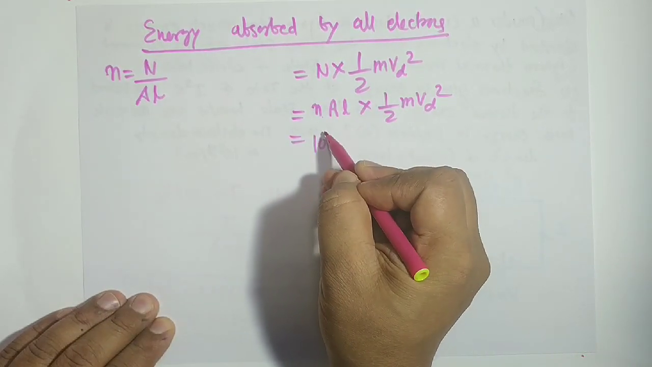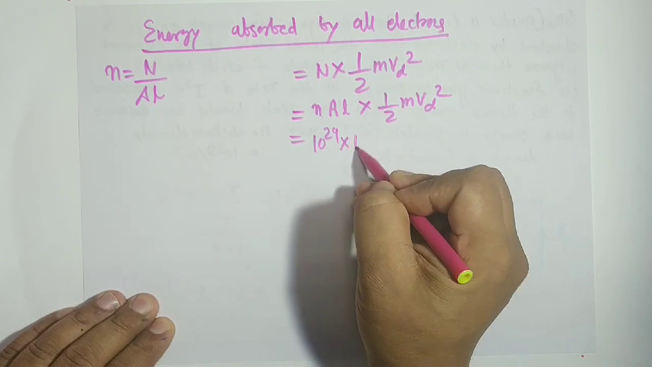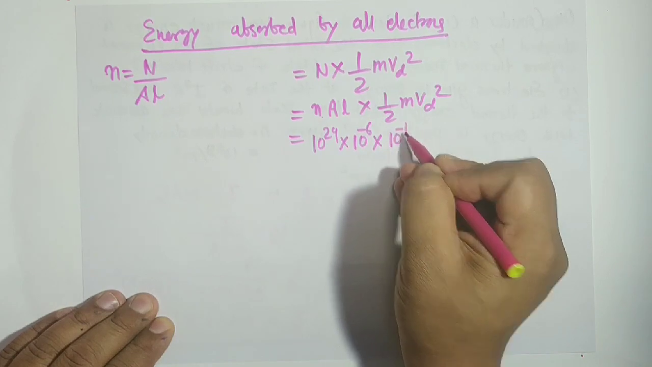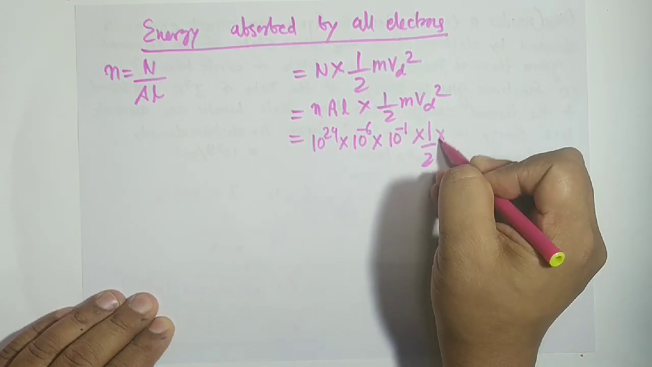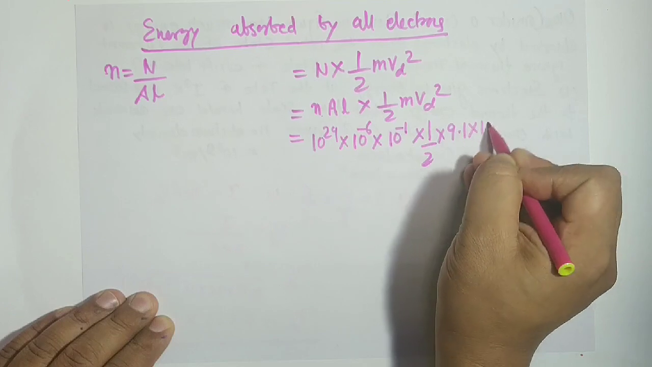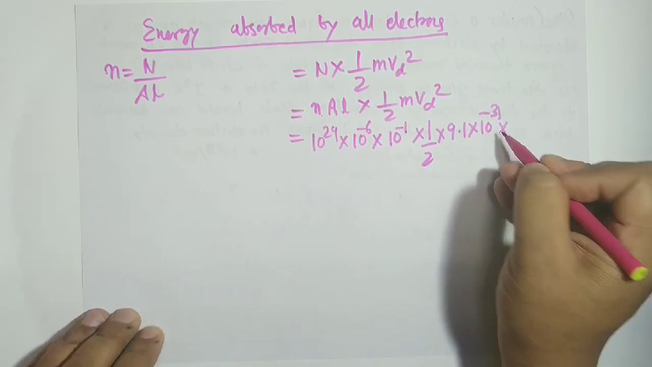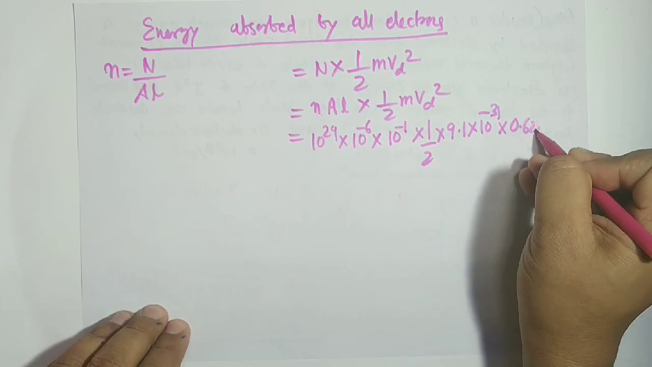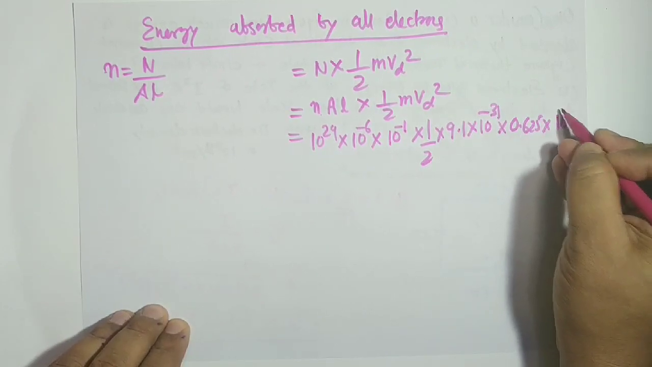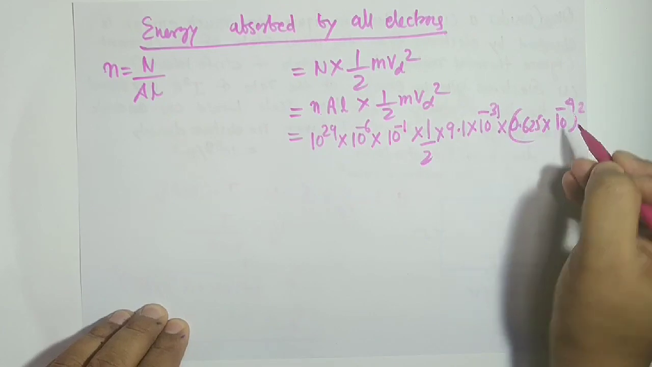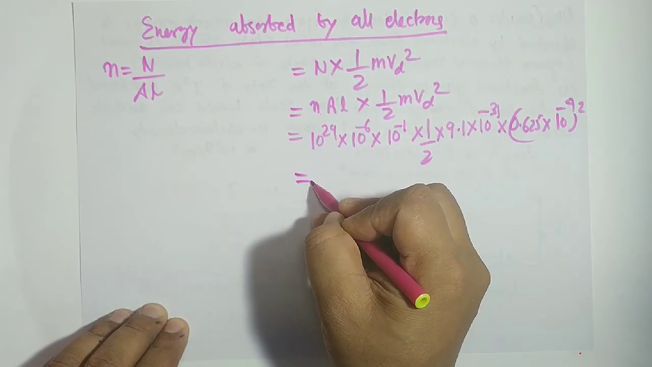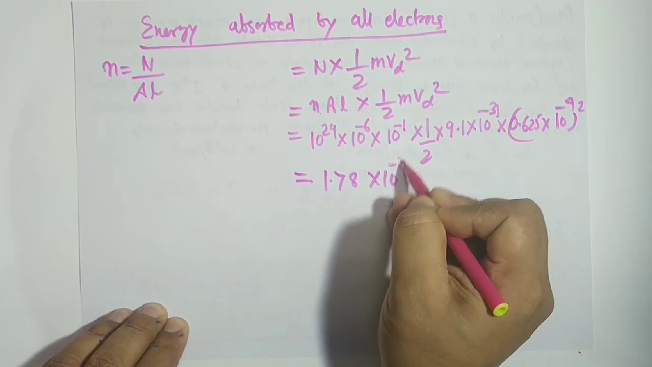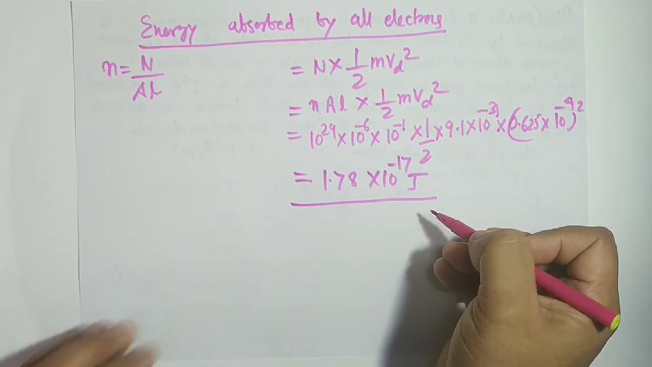So n is 10 to the power what? 29. Area is 10 to the power minus 6. Length is 10 centimeter, so 10 to the power minus 1 meter. And half mass of electron, what is it? 9.1 into 10 to the power minus 31. And drift velocity you have already calculated. The value was 0.625 into 10 to the power minus 4, squared. So this calculation will give you the total energy, and that comes 1.78 into 10 to the power minus 17 joule. So this is the first answer.